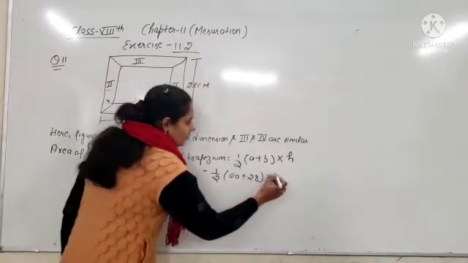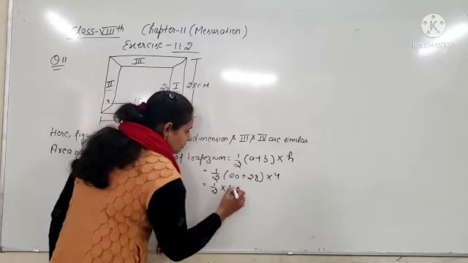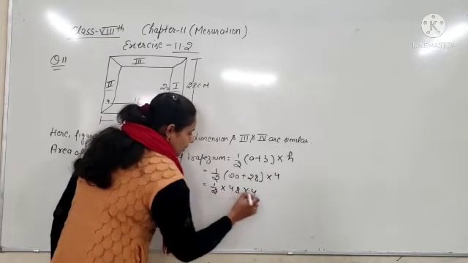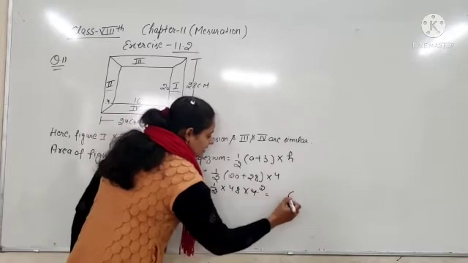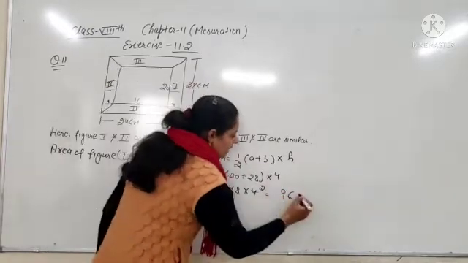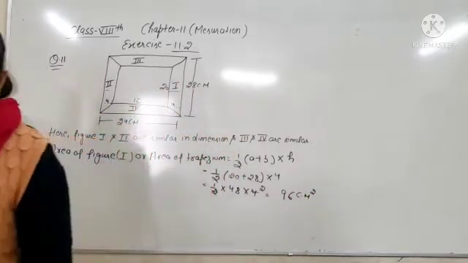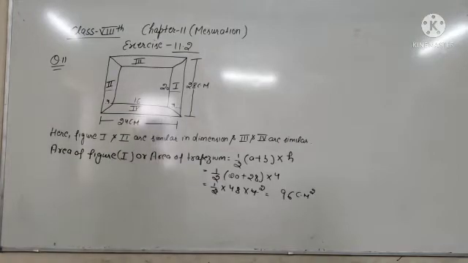So multiply 4. Now 1 by 2 into 48 multiplied by 4: 2 2s are 4, and 2 8s are 16, 2 4s are 8, and 1 more, so 96. And these heights and dimensions are given in centimeters, so area will also be in centimeter square. Okay, 96 centimeter square. So this is the area of trapezium 1.